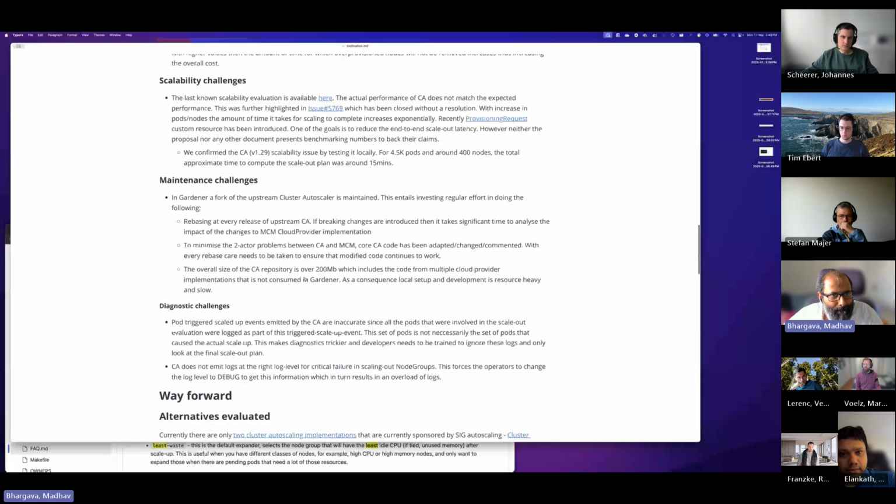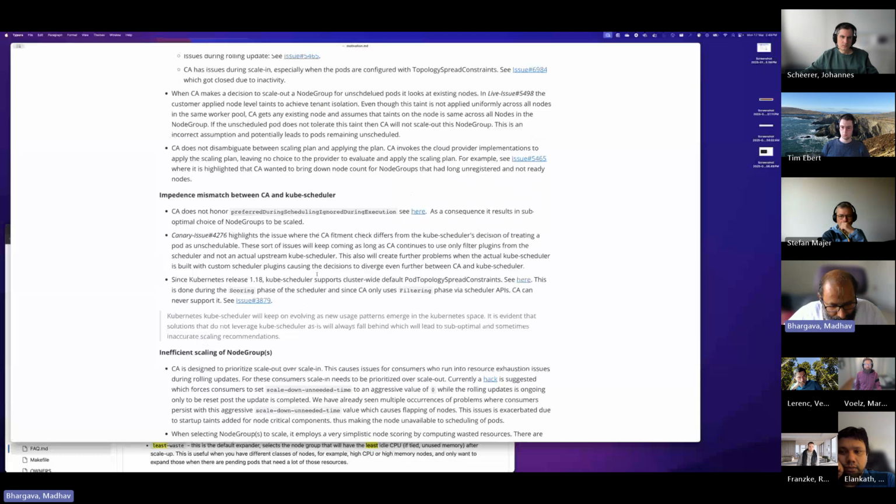Okay, going back. So this is one of the problems because of which it does not make an optimal choice of node groups to be scaled.